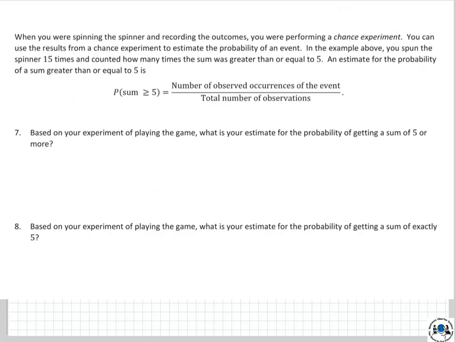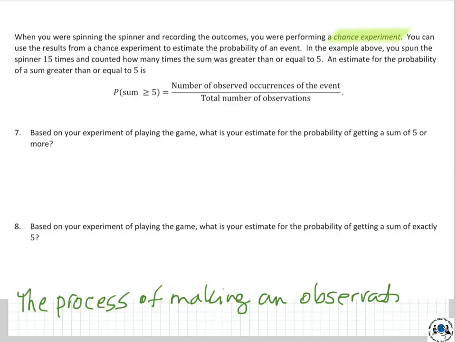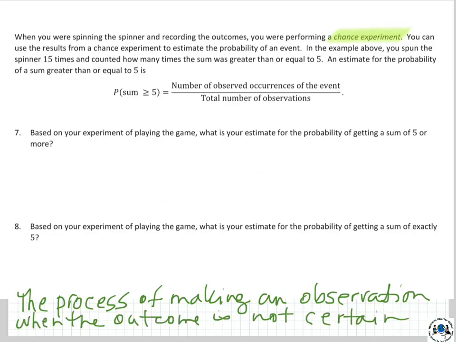Okay, so when you were spinning the spinner and recording the outcomes, you were performing a chance experiment. Now, this idea of chance experiment is really important in the next few lessons. A chance experiment is defined, I'm defining it on the bottom here, as the process of making an observation when the outcome is not certain.